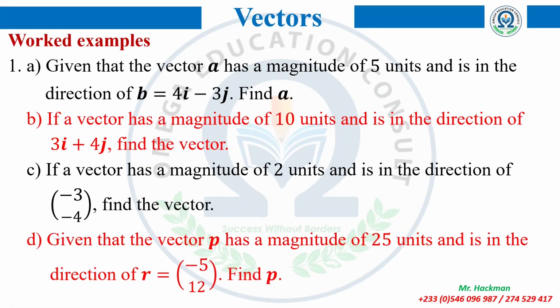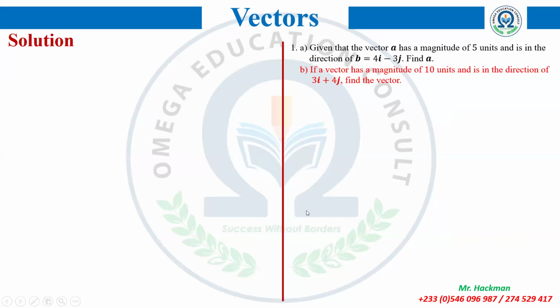Given that the vector A has a magnitude of 5 units and it's in the direction of B, so we know how to more or less quote our formula now. Find A. You don't know the vector itself, but you know its magnitude and the direction of that particular vector. If you know the direction of the vector as well as its magnitude, we are in the best of positions to find the vector itself by making use of the relation you were just introduced to. So quickly, let's have a look at the solutions together.